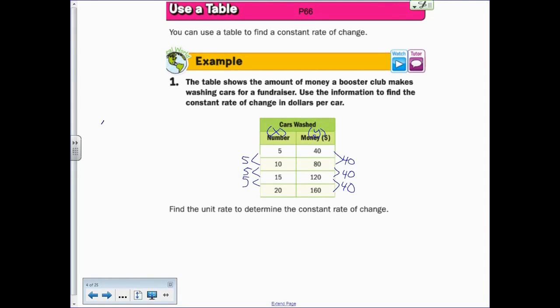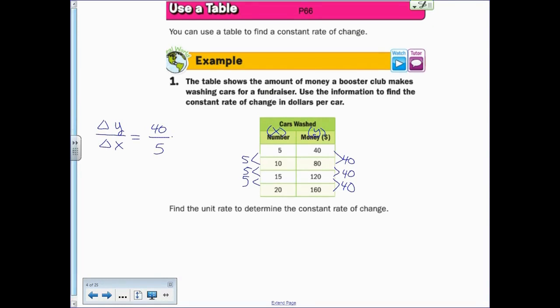So we can do our change in Y over our change in X, which would be the change in the amount of money, 40, over the change in the number of cars, 5, and you can see that that's going to come out to $8 per car. This is called our unit rate, which we've learned about before, but it is also called our constant rate of change.